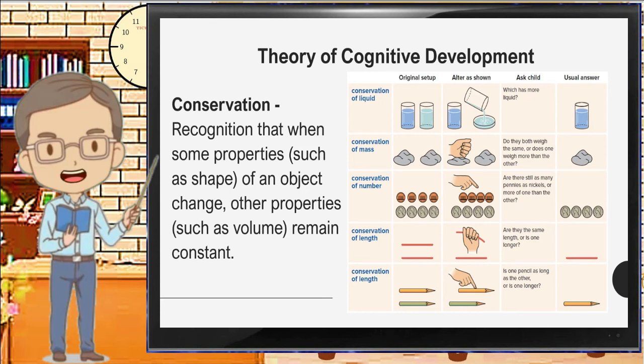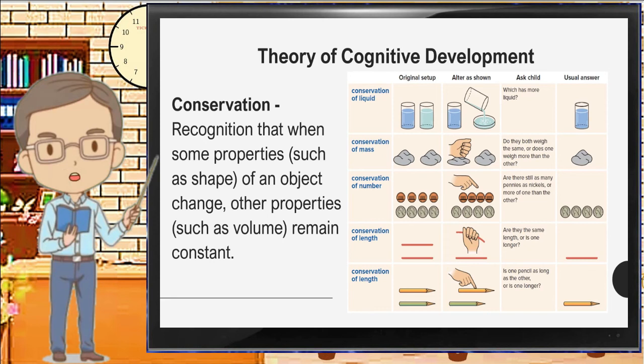Next, let's talk about conservation. If you are still in the pre-operational stage, you are not yet capable of conservation. You become capable of conservation in the concrete operational stage. So when we say conservation, that is the recognition that when object properties change, other properties remain the same.